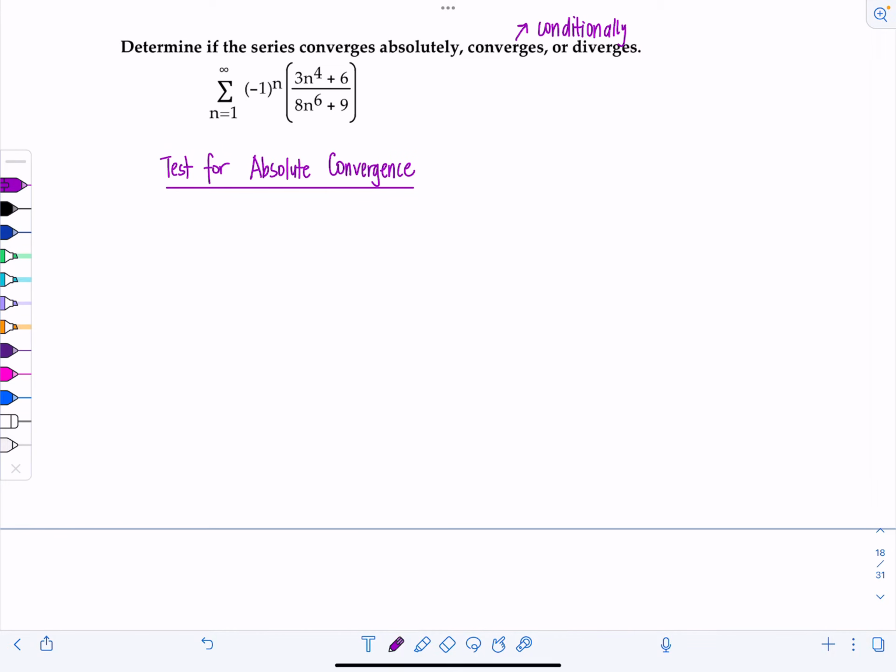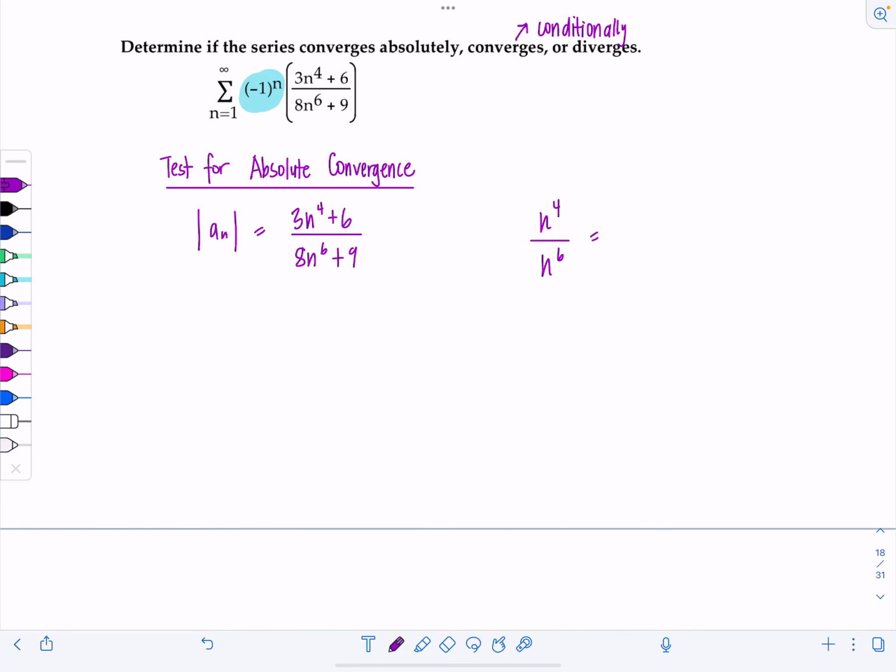All right, so I'm going to look at the absolute value of a_n, and all that does is get rid of this alternating part. So we're going to have (3n^4 + 6)/(8n^6 + 9). Do I think this series is going to converge or diverge, and what test should I use? That's the tricky part. So I'm looking at the numerator. Who is running the show? That 3n^4. Look at the denominator. Who is running the show? The 8n^6.